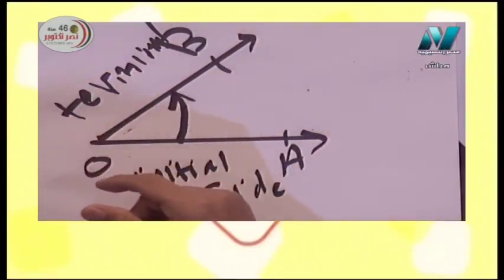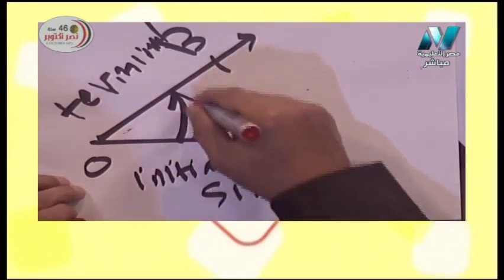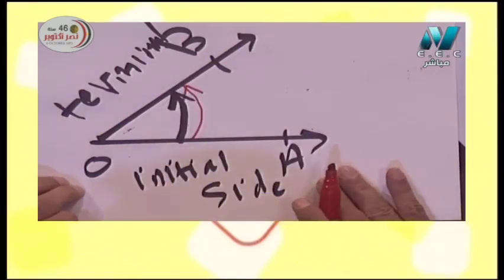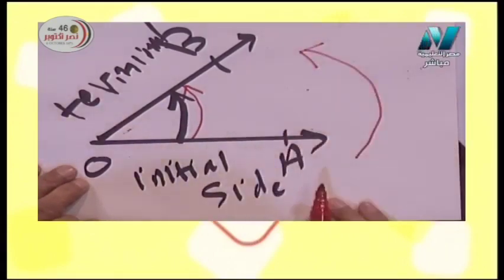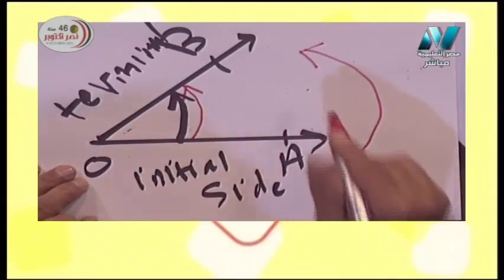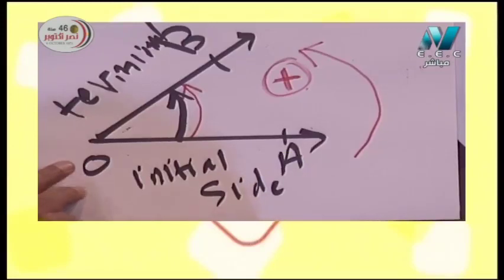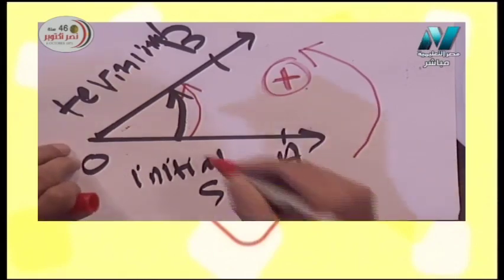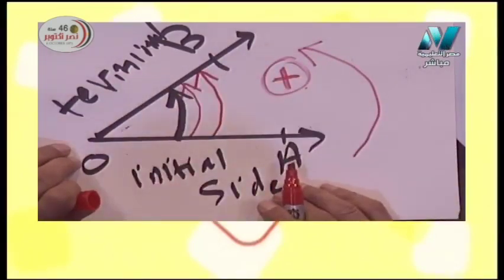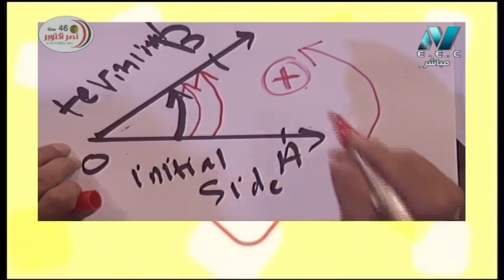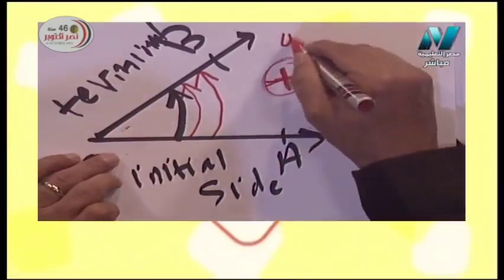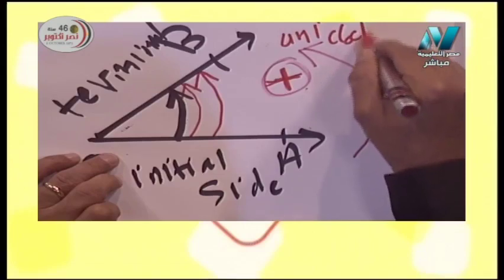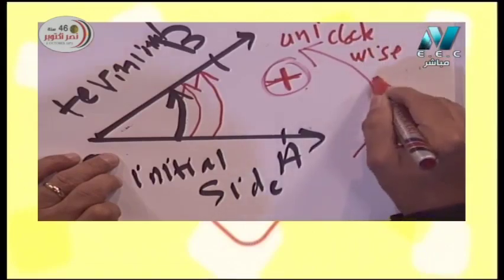The direction here expresses the direction of the directed angle. This angle is measured like that. This direction is called positive direction because it is anti-clockwise direction. When the direction of the angle is like that, it is a positive direction, and it is anti-clockwise direction.